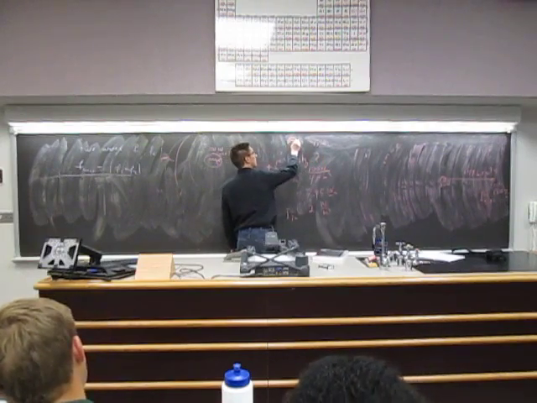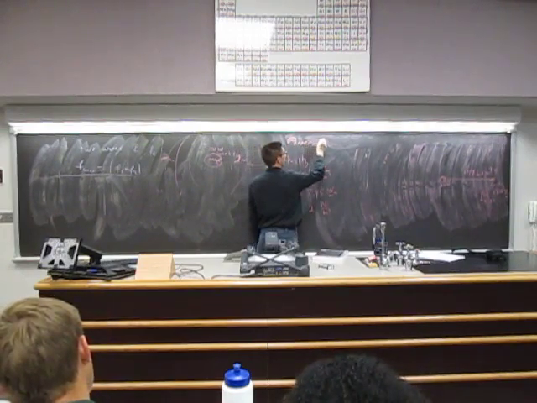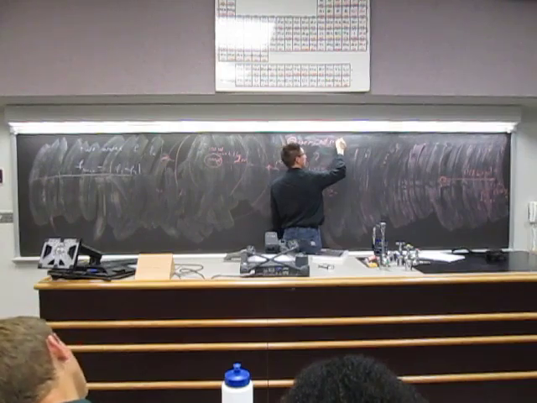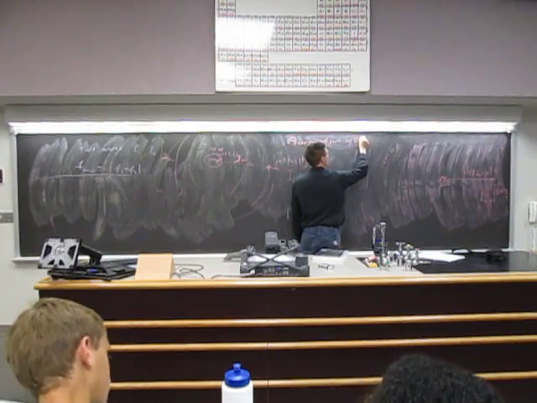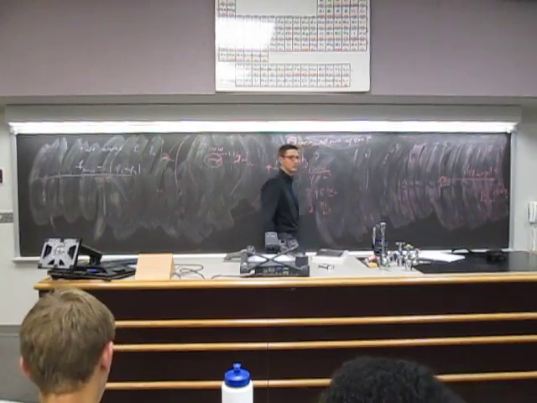Okay, so the intensity of the sunlight at the Earth is 1300 watts per square meter. What's the power output of the sun?